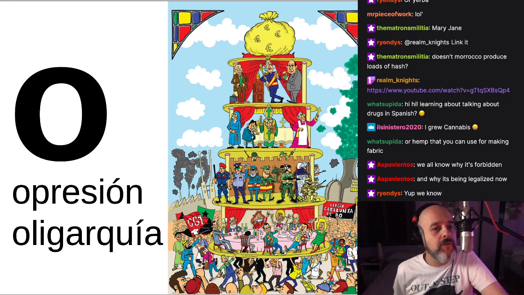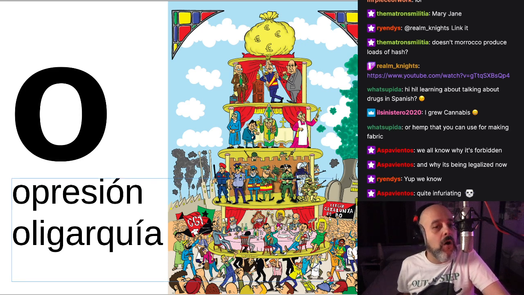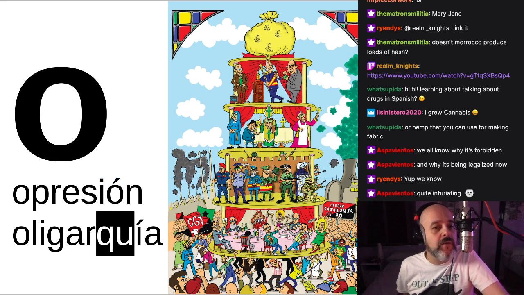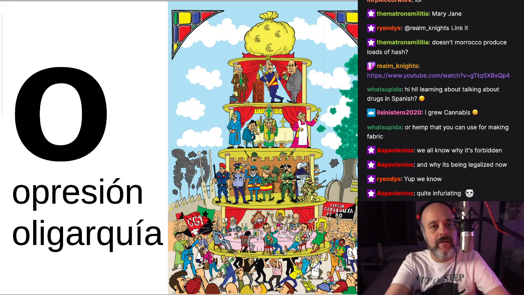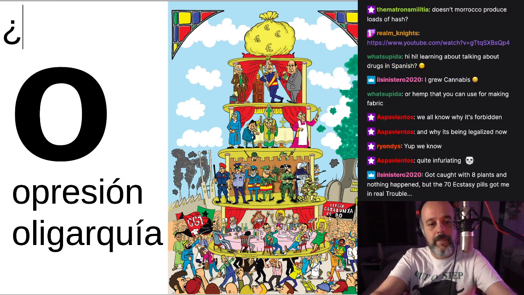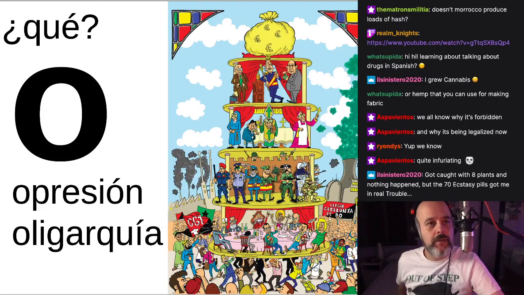But let's move to the letter O, which is O. Simply O. Opresión. Oligarquía. Again, very straightforward words. Oppression and oligarchy. But figure out how the Q works here. Ki. Again, the U is a bridge word in this consonant. You always use it, like in question, but you don't pronounce the U. So if you write que, for instance, which means what, you would write... ¿Qué? What?